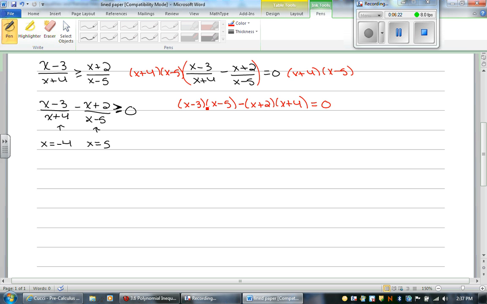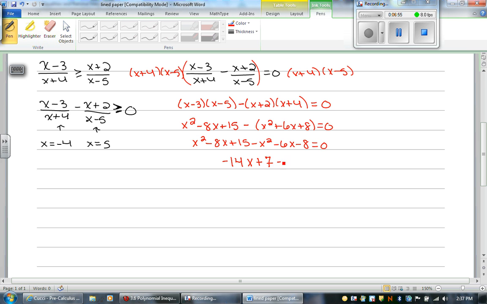So now what I have to do is FOIL x squared minus 8x plus 15 minus x squared plus 6x plus 8. Distribute: x squared minus 8x plus 15 minus x squared minus 6x minus 8. Combine my like terms: -14x plus 7 equals 0. And very quickly we can solve that to be x equals 1/2.